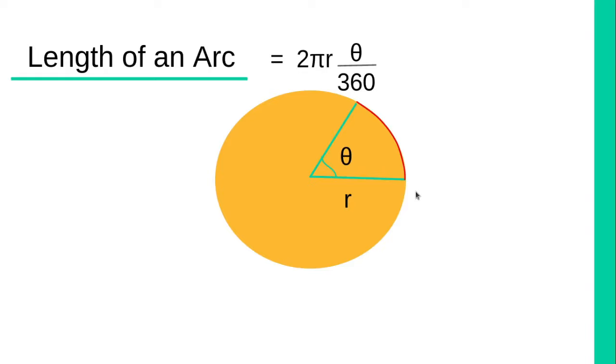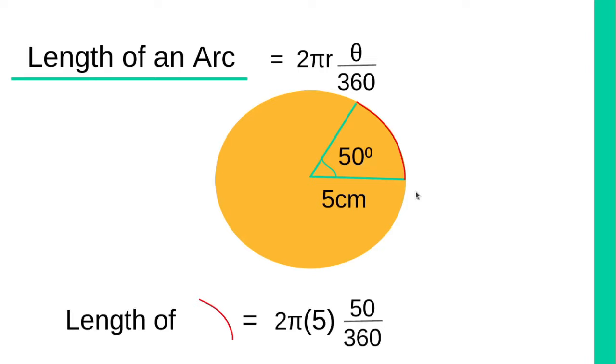It's a bit complicated, so let's work with an example. Suppose we have a circle of radius 5 and we take theta to be 50 degrees. Then the length of the arc formed with this angle is 2 times pi times the radius, which is 5, times theta, that is 50, divided by 360. Using the calculator, we get 4.363.